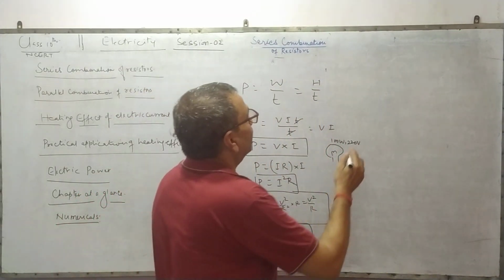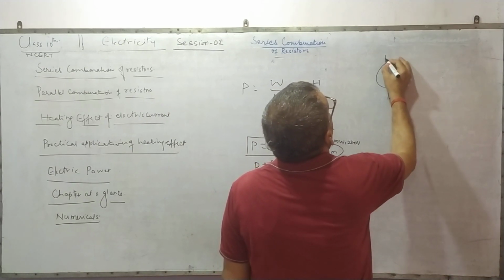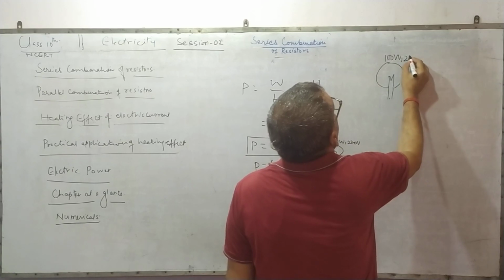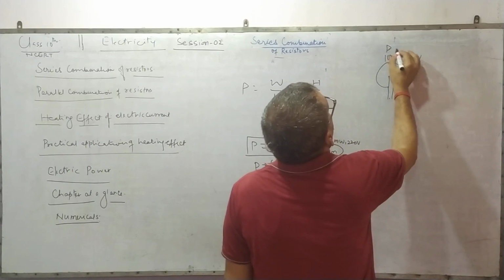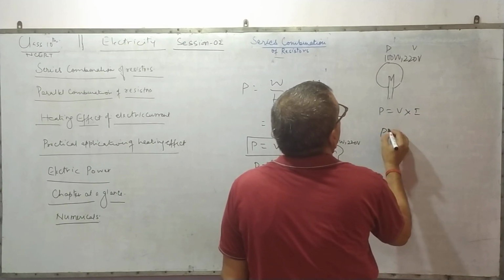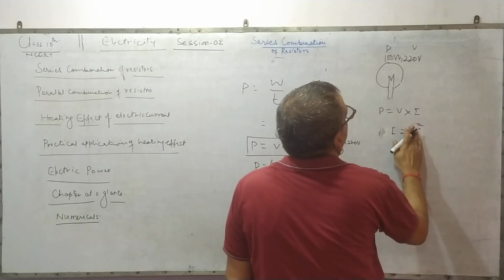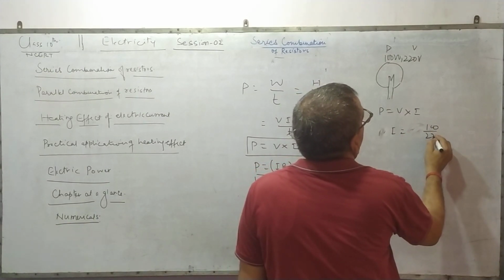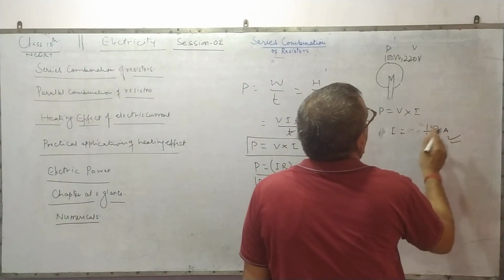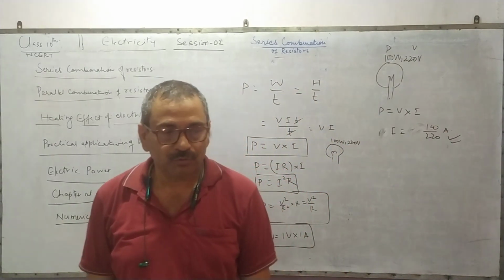Suppose an electric bulb, एक इलेक्ट्रिक बल्ब के ऊपर आपने देखा होगा लिखा होता है 100 watt 220 volt. This is power given, this is voltage given. P equals to V into I, so I equals to P upon V. P is 100 watt upon 220 volt. So this much ampere current flows through the filament of this bulb. So this is electric power.